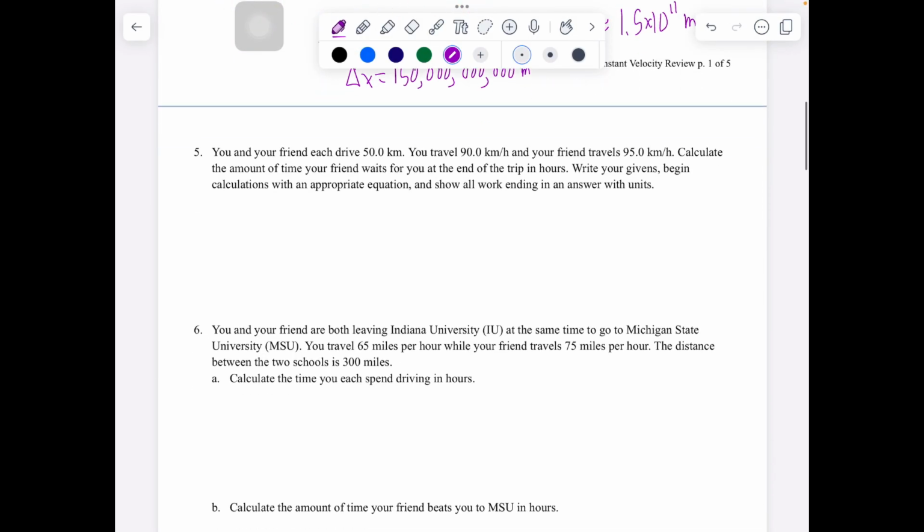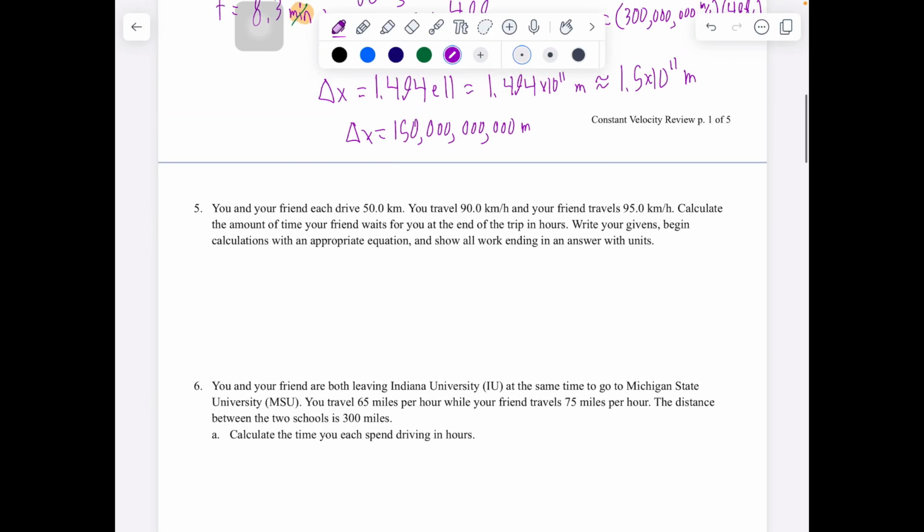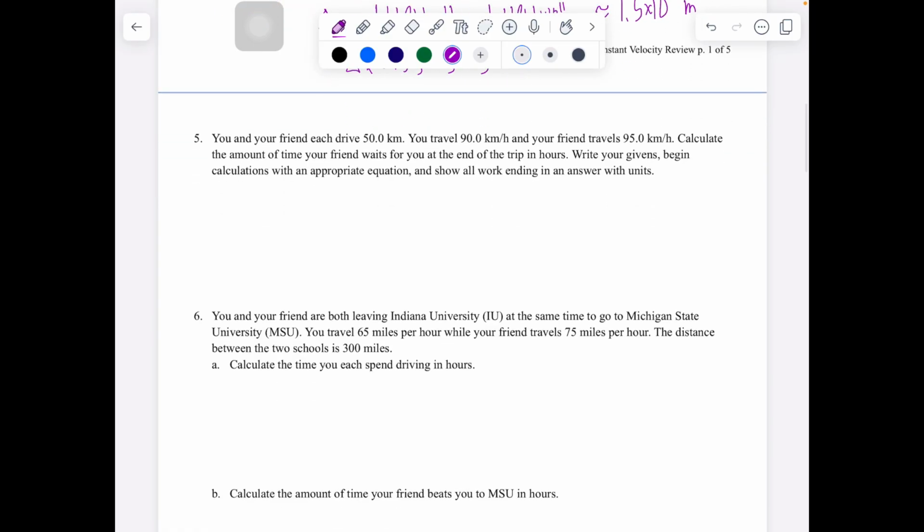Lovely. Number 5, you and your friend each drive 50 kilometers. You travel 90 kilometers an hour, and your friend travels 95 kilometers an hour. Calculate the amount of time your friend waits for you at the end of the trip in hours. Again, we're using givens, begin with calculations, and show all work.